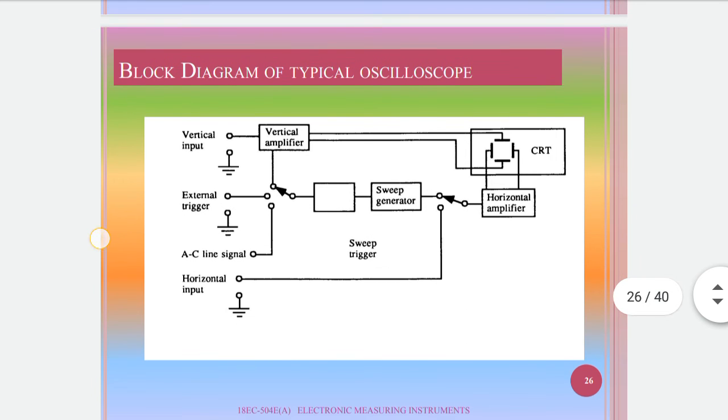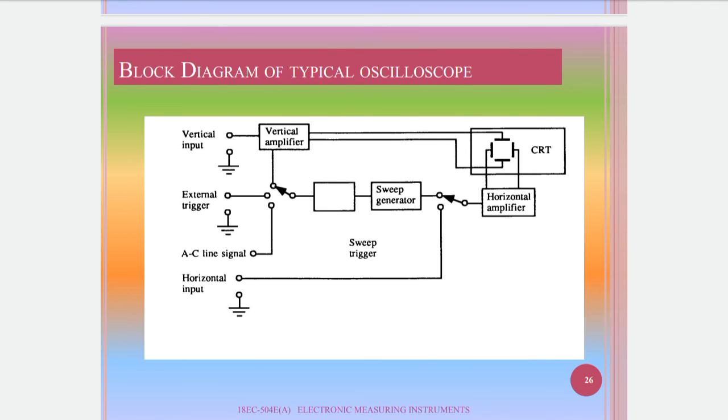This is the block diagram of a typical oscilloscope. Vertical input is given to the vertical amplifier, and that is given to the CRT vertical plates. An external trigger circuit is there, and a sweep trigger and sweep generator are there. Now the horizontal input is given to the horizontal amplifier, that is amplified and given to the horizontal deflecting plates.